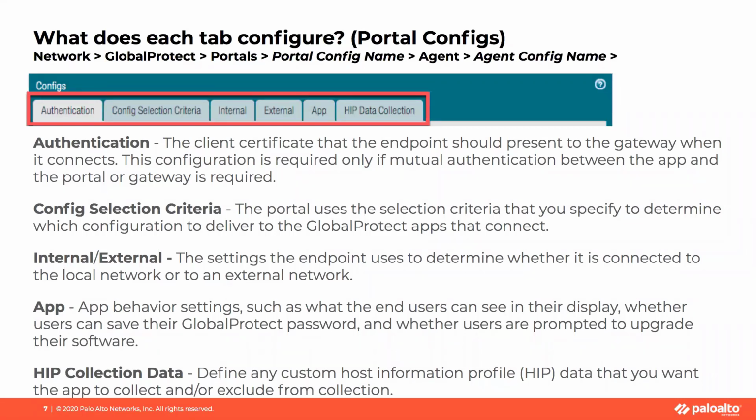So the app configuration is what the end user sees, what we push out to the app. So when he logs in, what can he do? Can he turn off his GlobalProtect, those types of things. And finally, the HIP collection data.